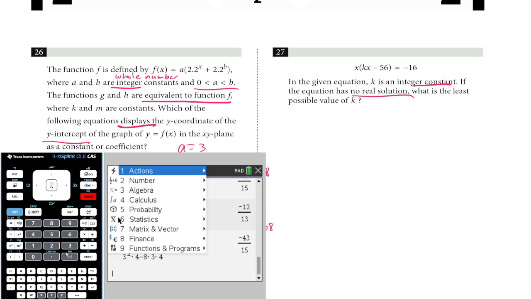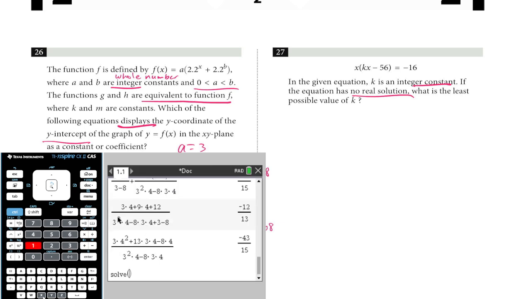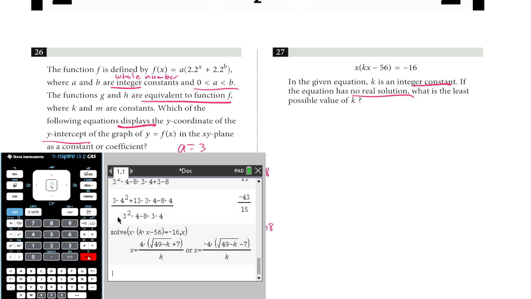Here it's one equation, so we're going to do menu 3, 1. We're going to do x times, then the parentheses, because we have a letter in front of parentheses, and then k times x minus 56 equals negative 16, and we're solving for x first, so comma x. And when we do that, here we get a square root. So if you ever get a square root, we are going to write down what we get inside the square root. Only what's inside of it. So inside is 49 minus k.